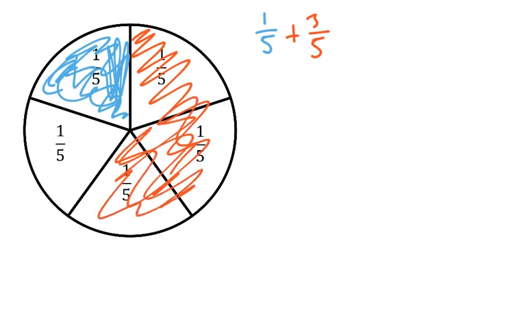Adding is simply putting together. So if you take the 1 piece and add it to the 3 pieces, you'll end up with 4 pieces of a 5-piece pizza. And that tells you that 1/5 plus 3/5 is 4/5. The denominator doesn't change because we're not changing the size of any of these pieces. We're just combining pieces. 1 plus 3 is 4.